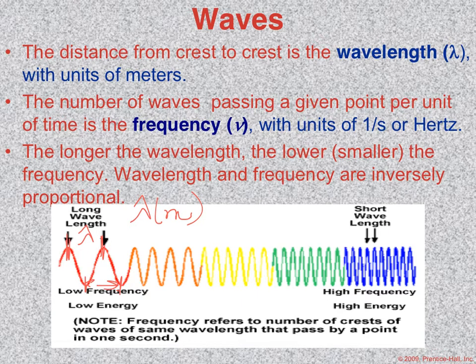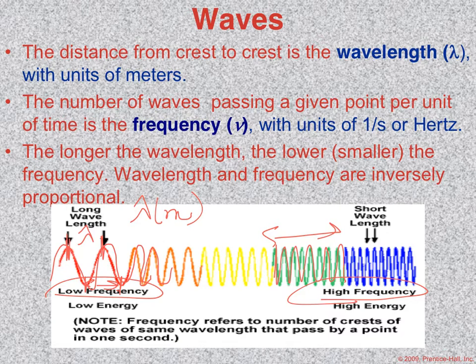Frequency is how many waves pass a certain point in time. And so if a lot of waves are crammed into a small distance, that is a high frequency. Basically, frequency is how many waves per unit time. If the waves are very spread out and not very many wavelengths per unit time, it's a low frequency.